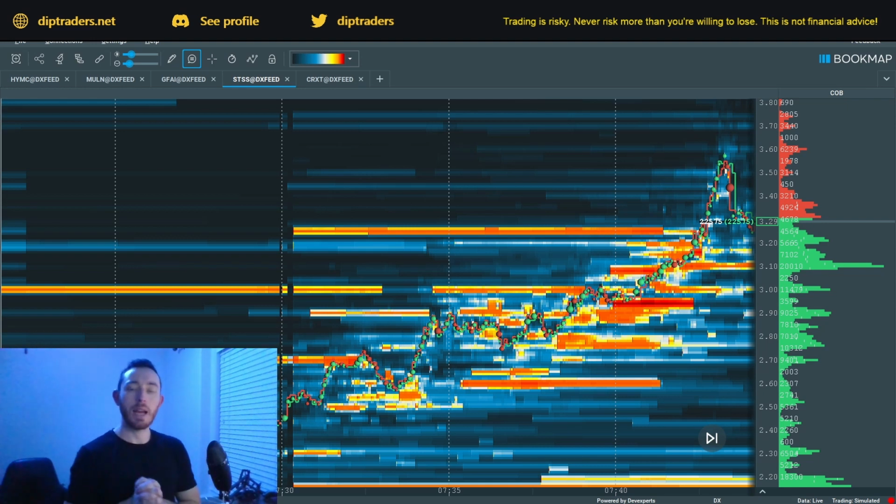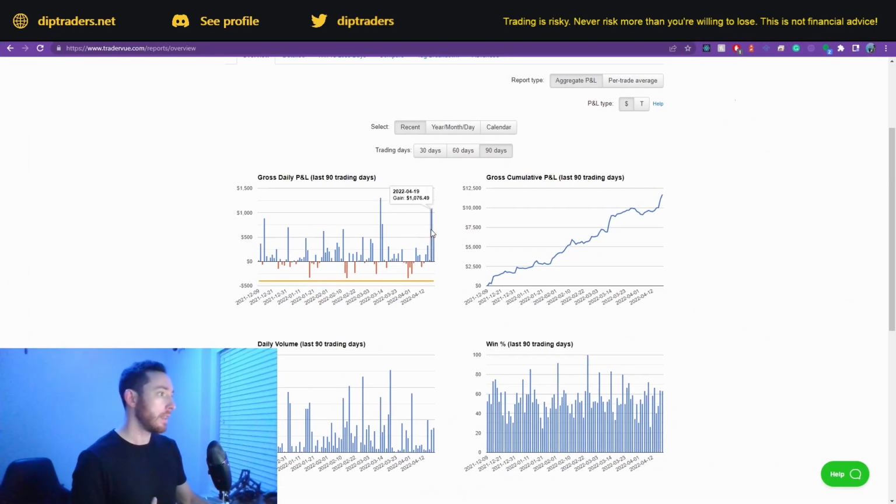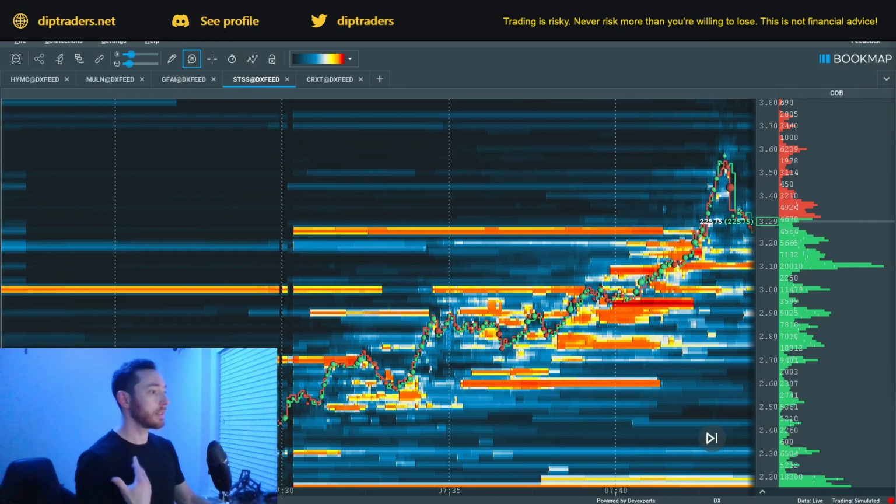What is up, traders? I want to go over with you today some of the nuances of this Bookmap chart and how I used this Bookmap chart to trade this stock for $1,000. So this was actually the day that I had yesterday. I made $1,076 and it was all on this one stock and it was all on this one move.